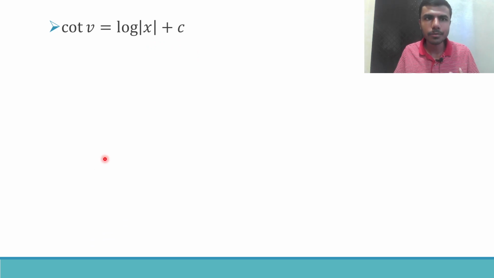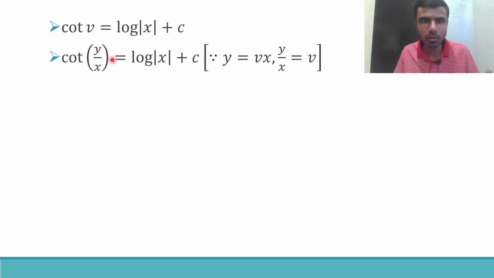Now this v is something we introduced. It was not there if you remember. Now I want my answer in y and x. For that, I can write this as cot of y by x. Why? See, y is nothing but vx. That's what I put my substitution as. So send x here. So y by x is nothing but v. So in place of v, I can put y by x. That's what I have.